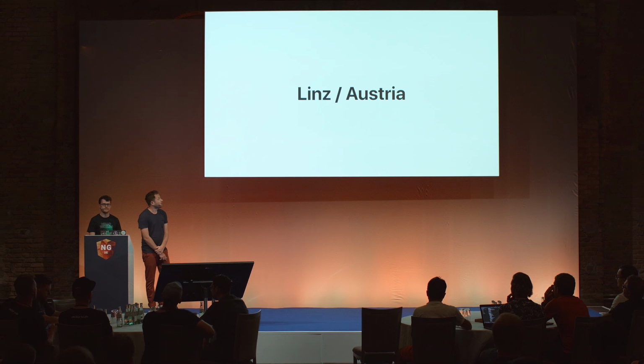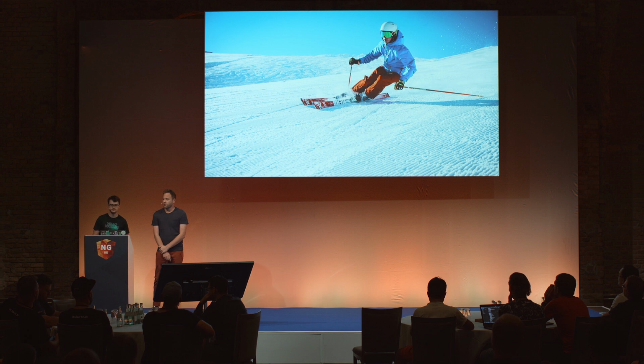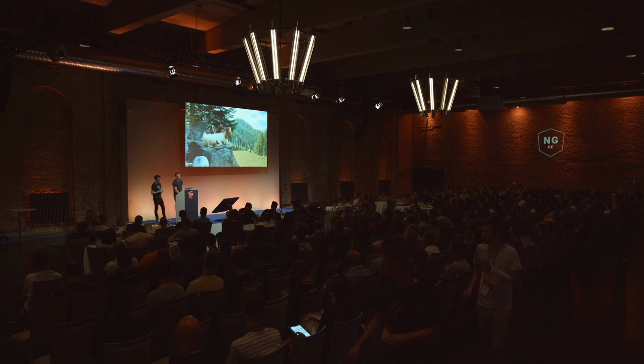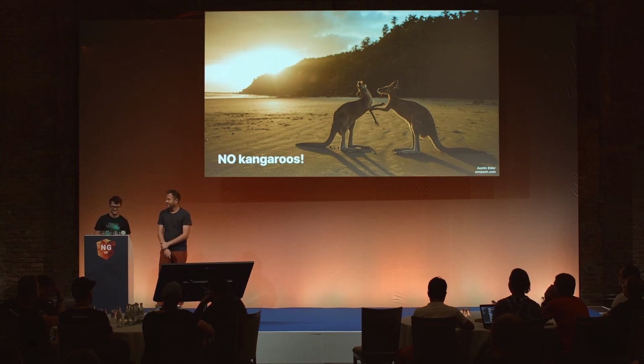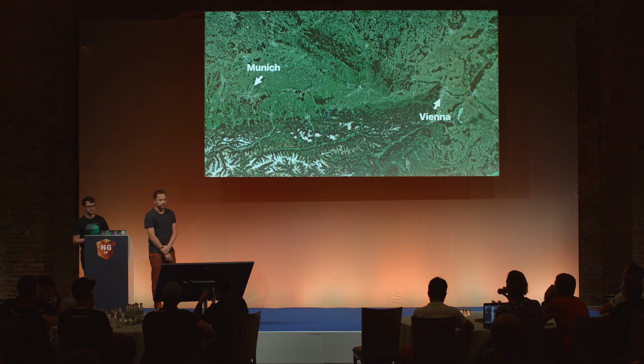Yeah, as we said, we are from Linz, Austria. You might know Austria for its beautiful mountains, lakes, and cozy villages, for one of the best skiing slopes in the world, and for very chilled wildlife. But most people get confused. We don't actually have kangaroos. That's Australia, if you know. Linz is actually the third largest city in Austria, and if you want to stop by, it's right between Munich and Vienna. Here you can find us right at the Danube.